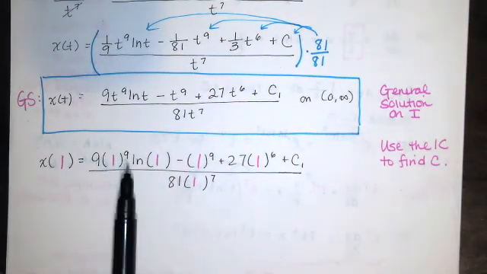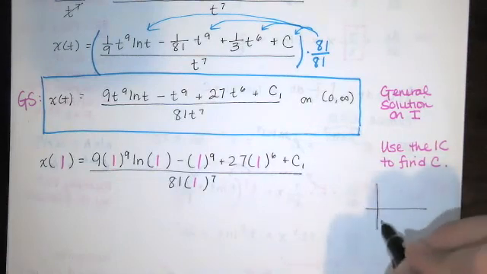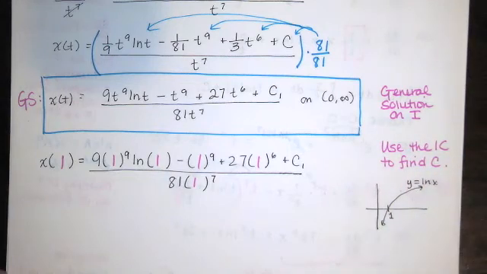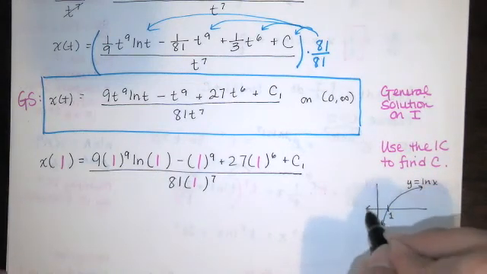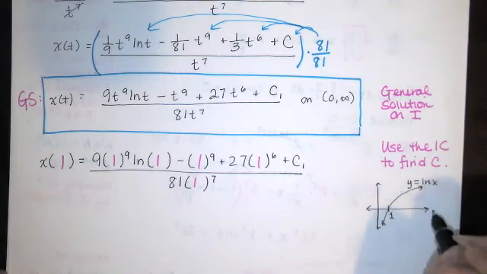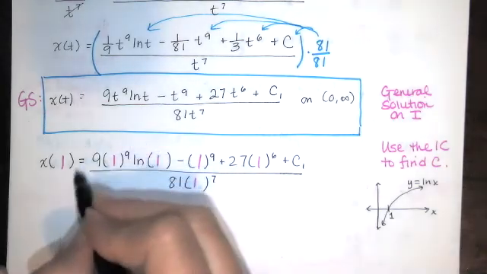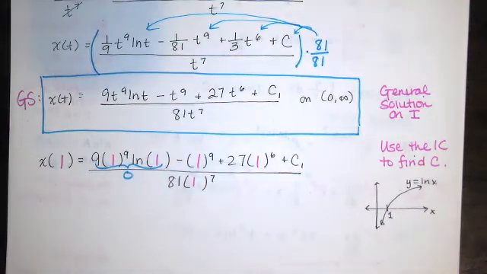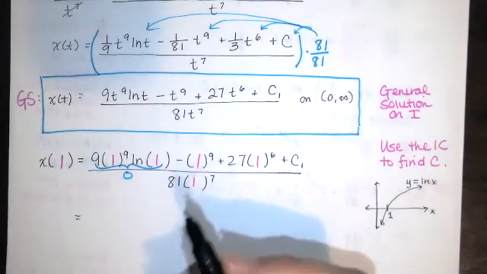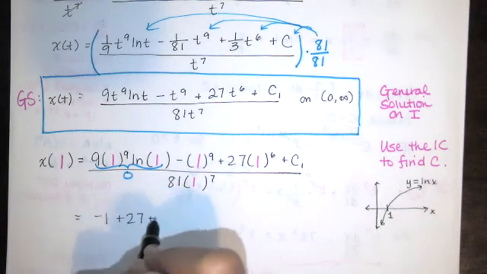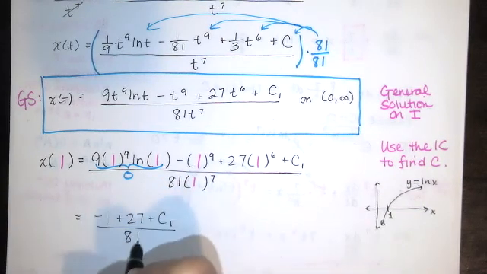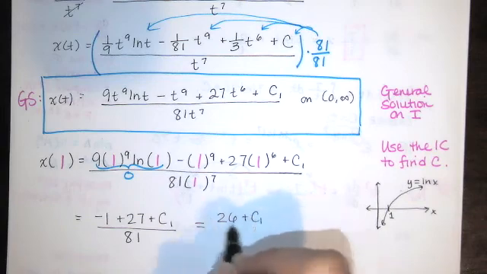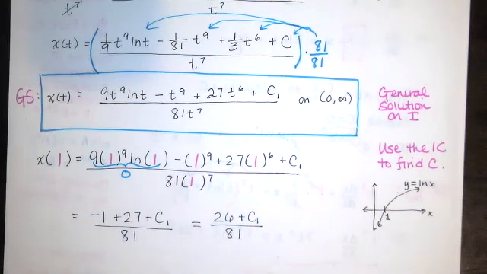And then simplify. Remember, natural log of 1, that's 0. That's what y equals natural log of x looks like, roughly. When x equals 1, y equals 0. So we're on the x-axis there. So this guy is 0. So we end up with negative 1 plus 27 plus c1, all divided by 81. Or, simplify further, 26 plus c1, all divided by 81, is x of 1 in general.